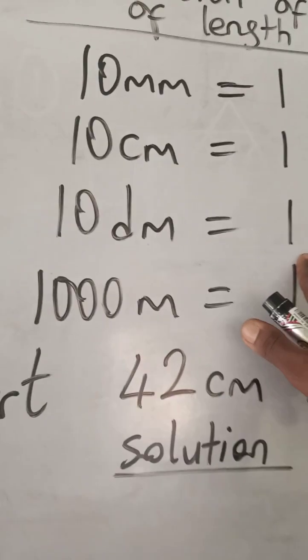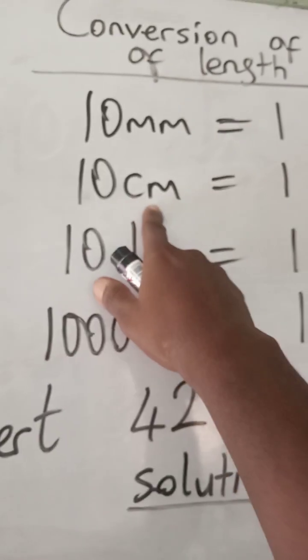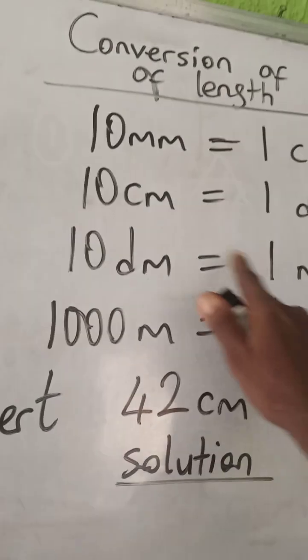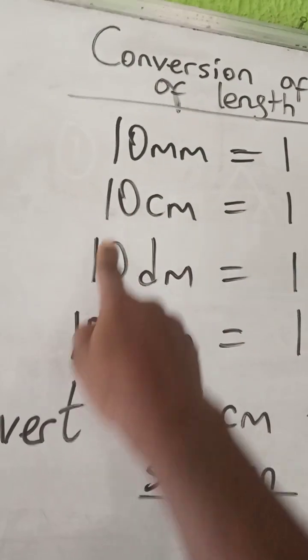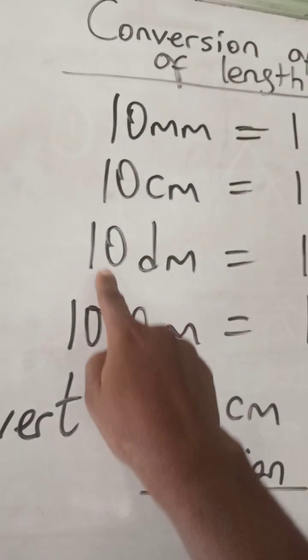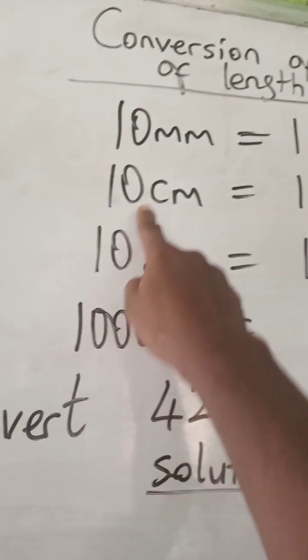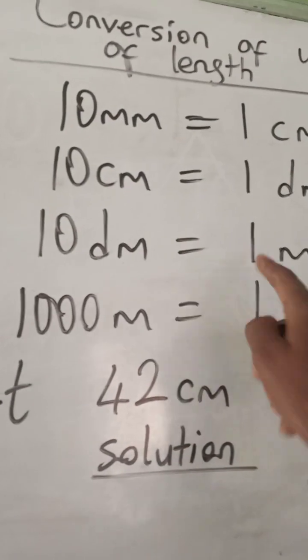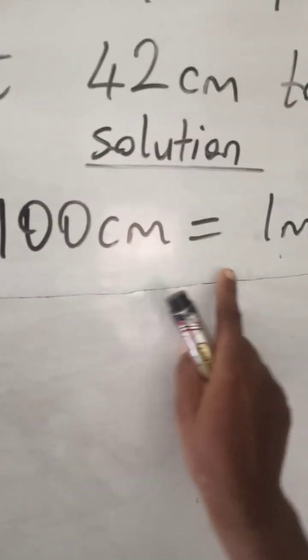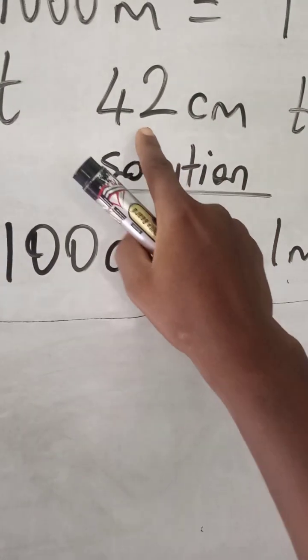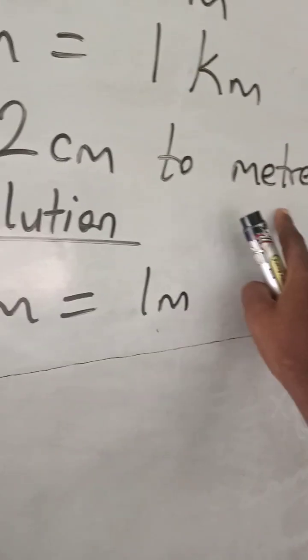All right. So what do I do? I'll check how many centimeters will give me 1 meter. And how do I do that? 10 times 10 will give me 100. So 100 centimeters make 1 meter. Now, having said that, since 100 centimeters make 1 meter, I'll check. We're supposed to change 42 centimeters to meters.